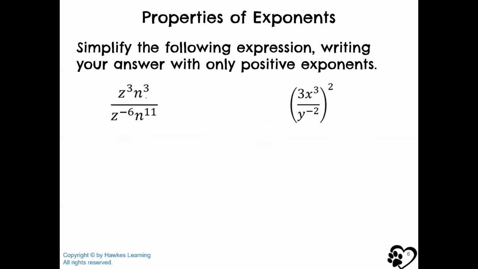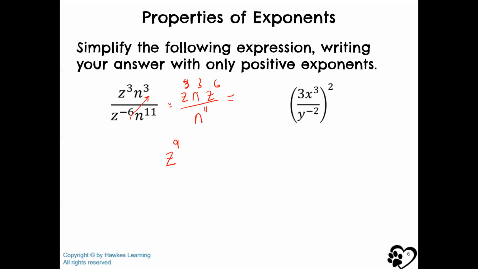All right, on this one, we're going to bring that z to the top. So we would have z to the 3rd times n to the 3rd times z to the 6th. So it's like a -3, doesn't it? Over n to the 11th. All right, we want to get those z's together. So we're going to add 6 plus 3, and we get z to the 9th.